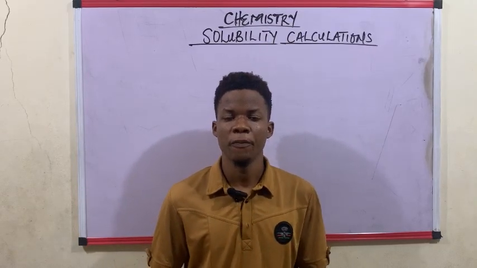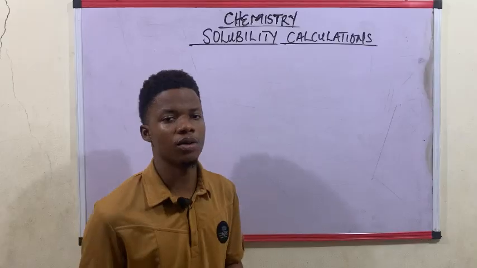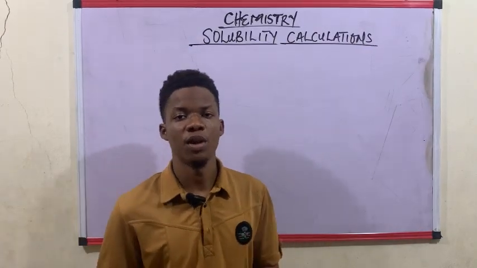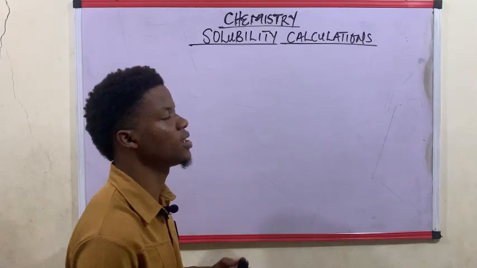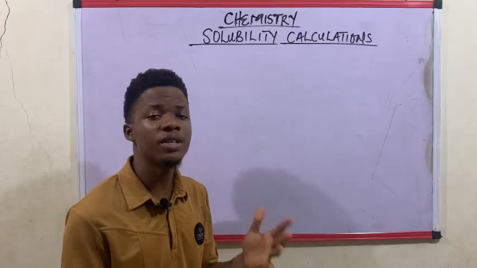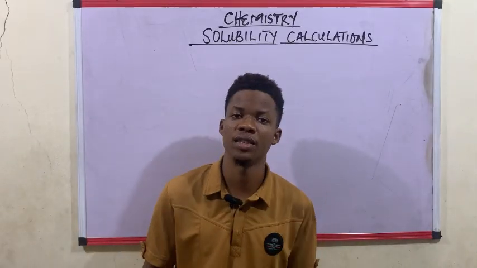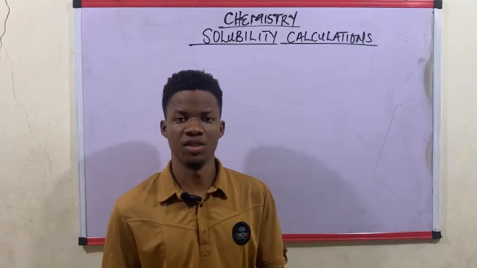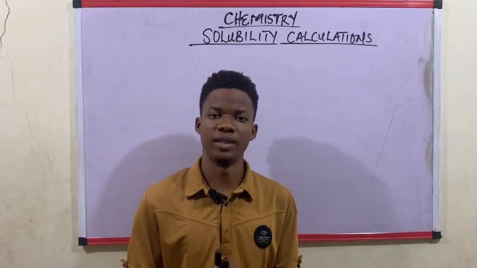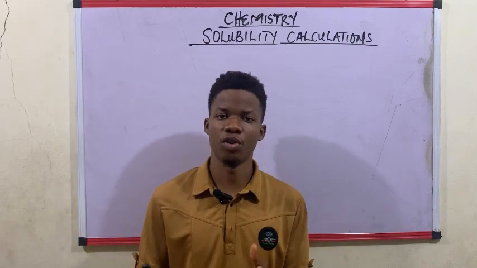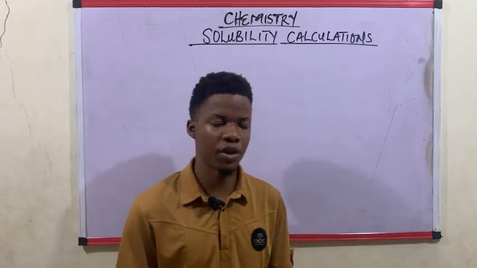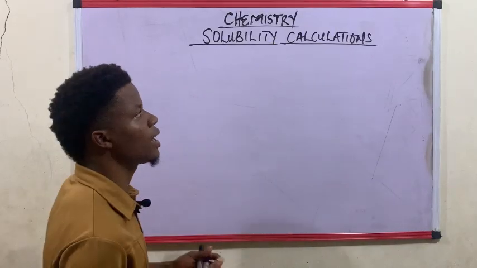Alright, in today's video lesson, we're going to be talking about a very important calculation aspect in chemistry, which is known as solubility calculations. Now, what then is solubility? We can define solubility as the amount of substance that is dissolved in 1 dm cube of the solvent or water. Water is the universal solvent. So that is solubility.